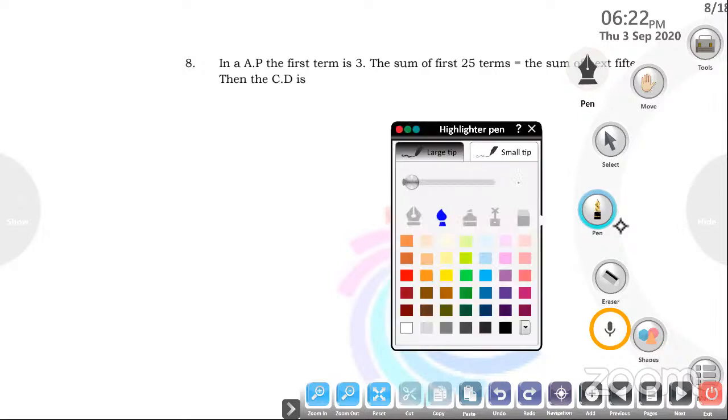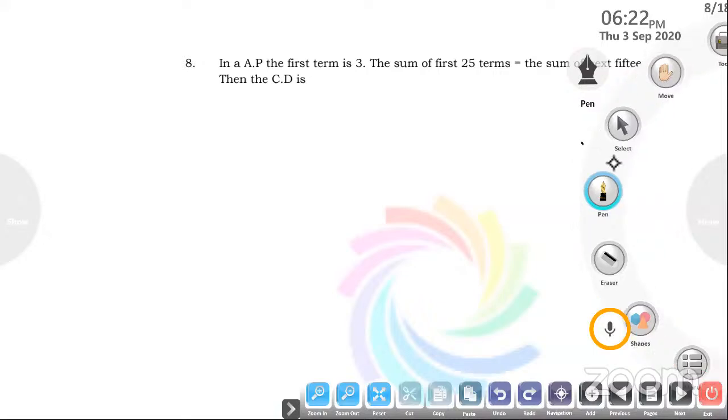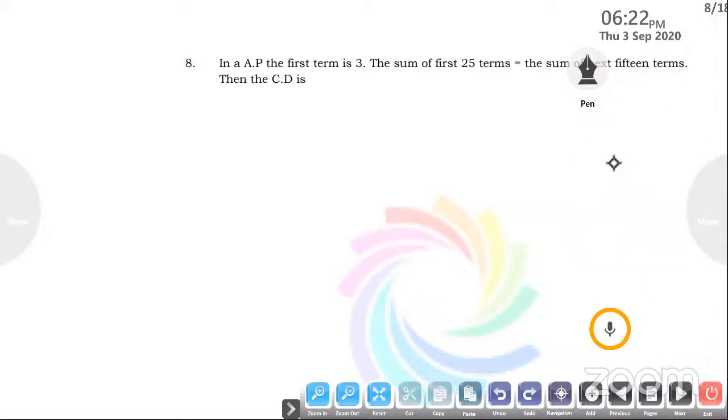Yes, students, the 8th question is from progression. Yesterday 3 problems came from progression. Today only 1 problem in the morning session came, and it's a very simple question. The question is: in AP, the first term is 3. The sum of first 25 terms is equal to the sum of next 15 terms. Then we have to find out the common difference.